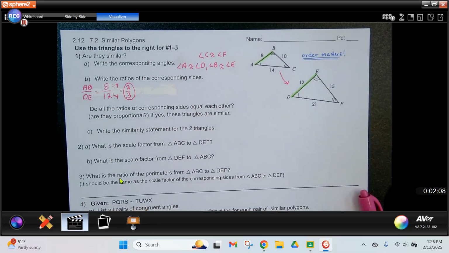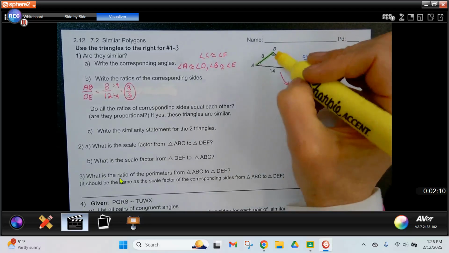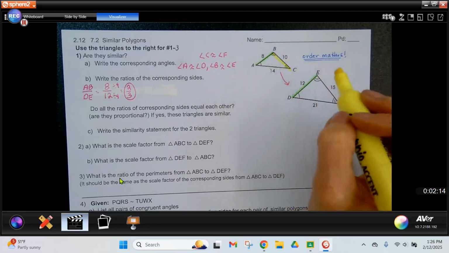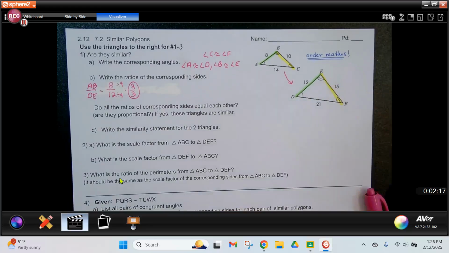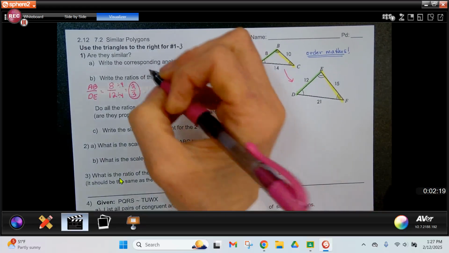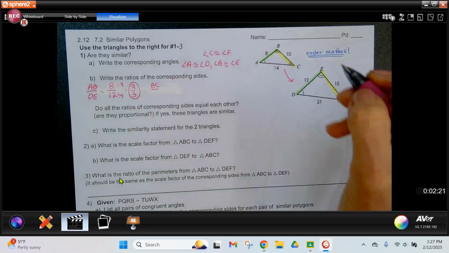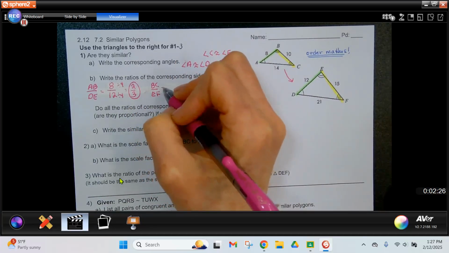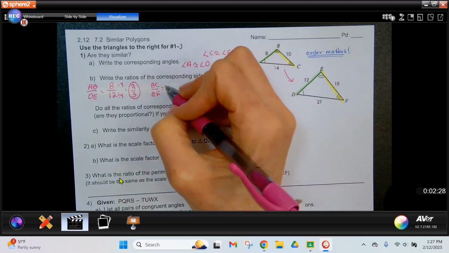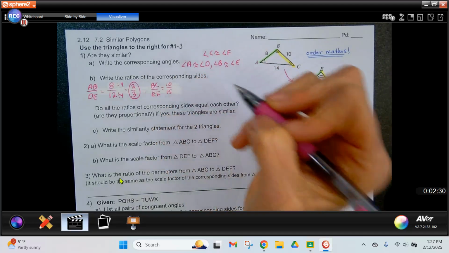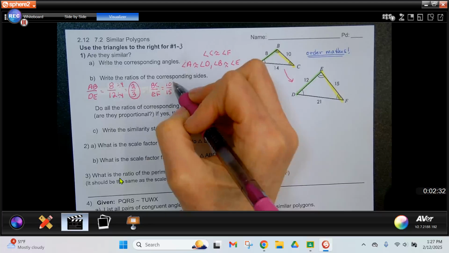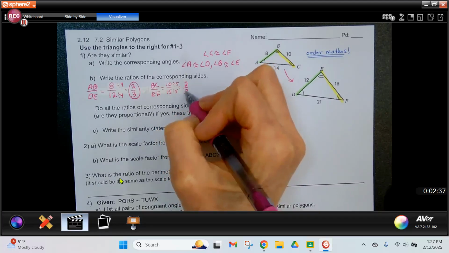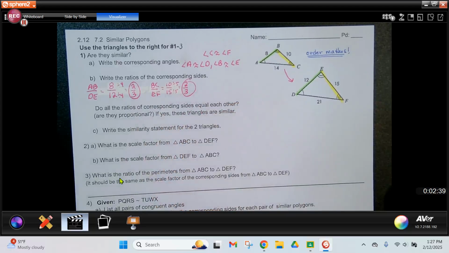The next pair of corresponding sides, I'll look at BC here, and that comes in between the 2 marks and the 3 marks, so that corresponds with this side. So BC corresponds to EF. We'll write the ratio of those two sides, and that's 10 to 15. I can simplify this by dividing by 5, and I get 2/3. And look, these two ratios are the same.